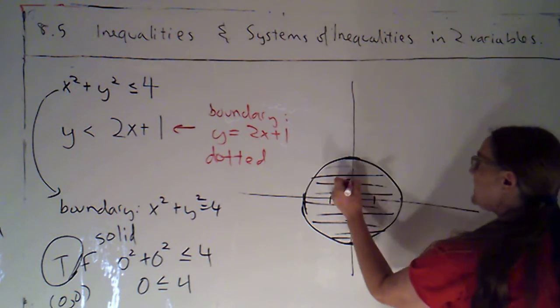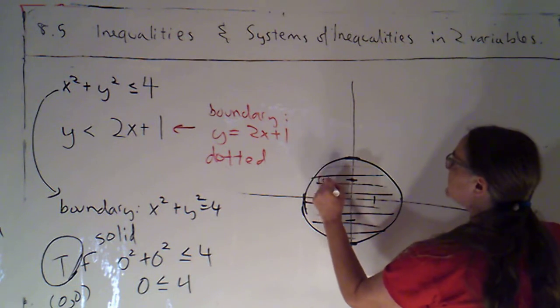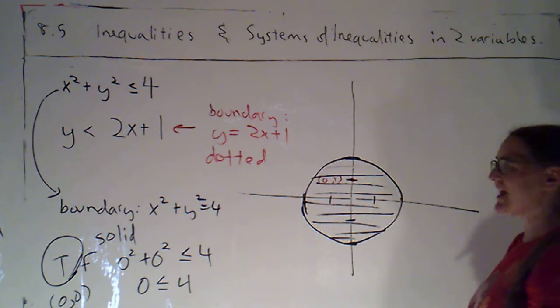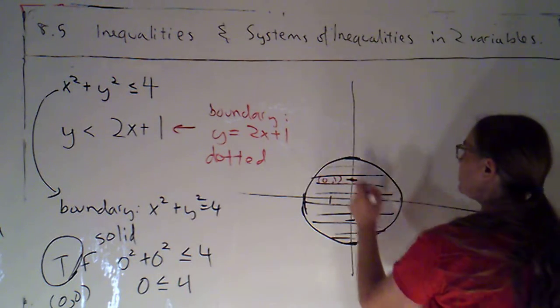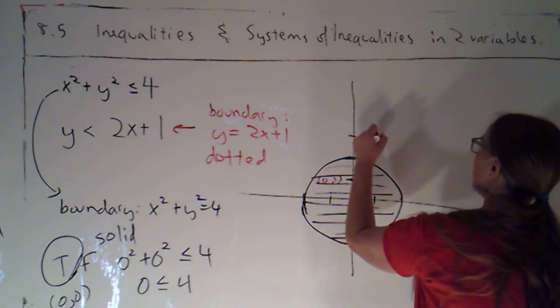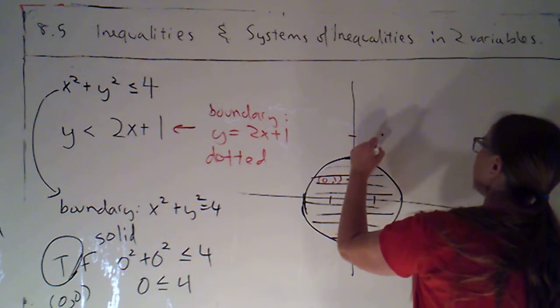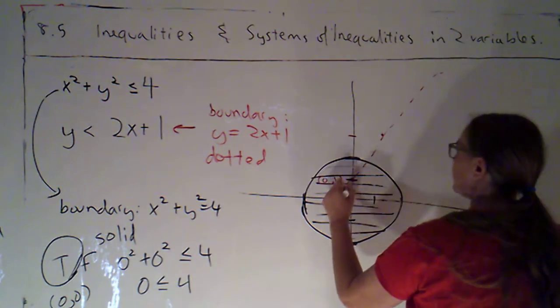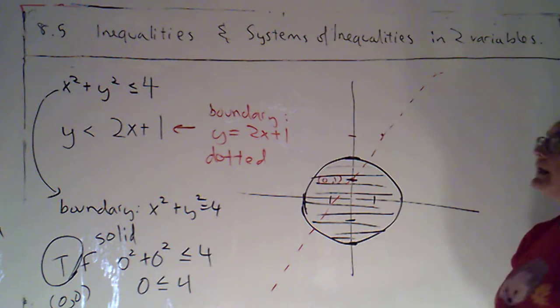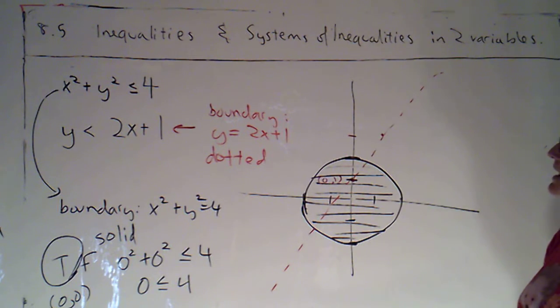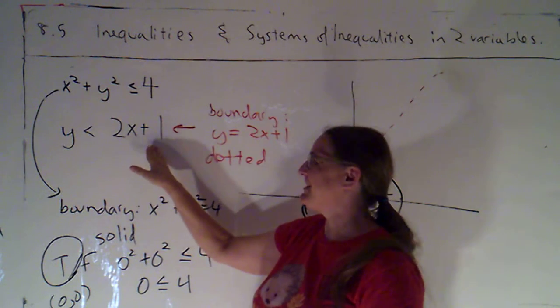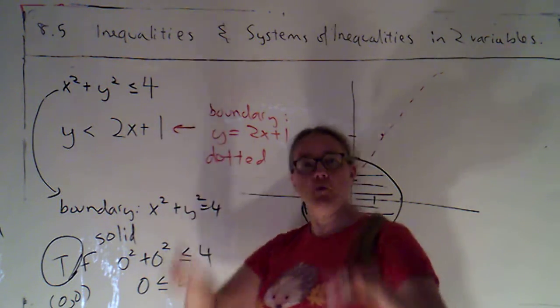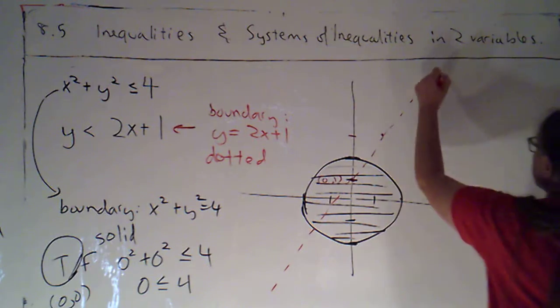So I'll come up here to 0, 1. That's my y-intercept. My slope is 2. That's 2 over 1. So I can come up 2 over 1. And I'll connect those points with a dotted line, like so. And then we wanted y to be less than the y value on that line, so we're going to shade below.